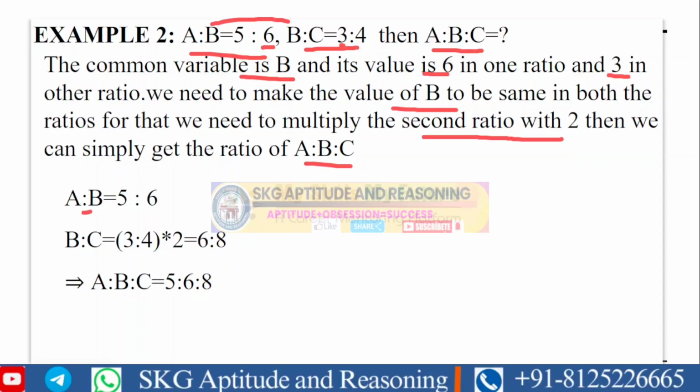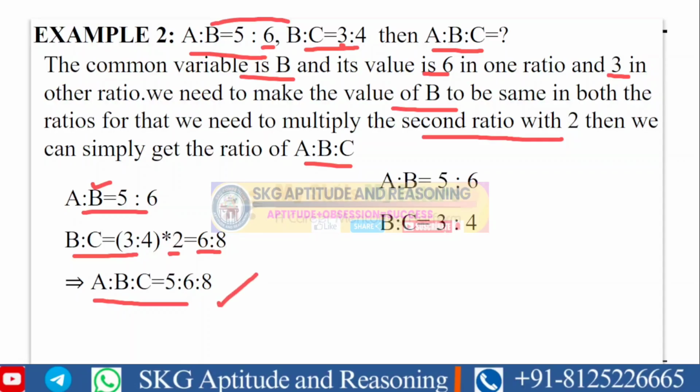The first ratio was 5 is to 6, and the second ratio, 3 is to 4, multiplied by 2, converts to 6 is to 8. So the B value is 6 in the first ratio and also 6 in the second ratio. After doing that, A is to B is to C will become 5 is to 6 is to 8. This is one way of solving the problem.